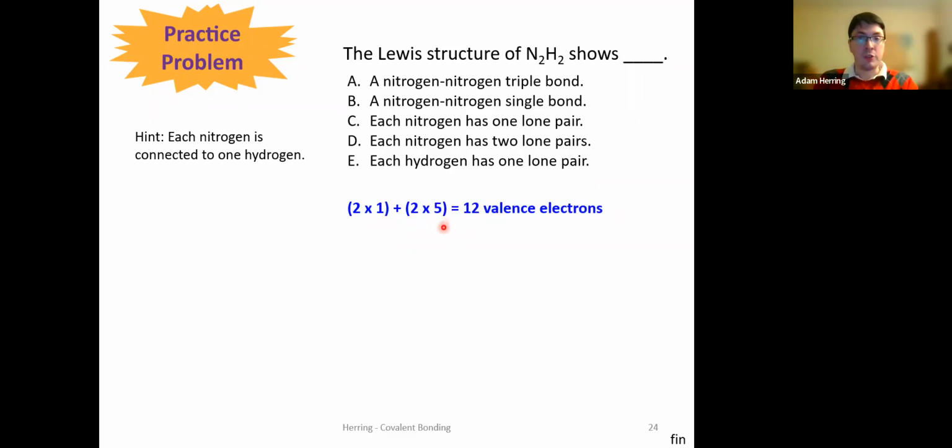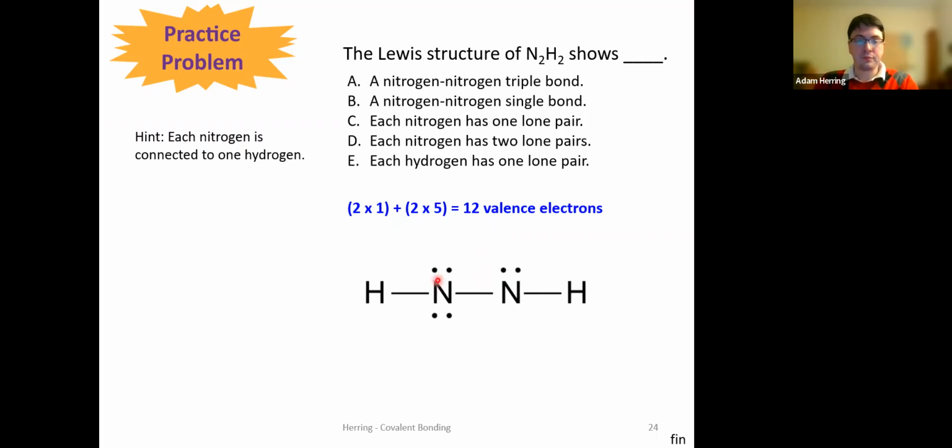Now, when it comes to drawing the bonds and the basic structure, we've given you a hint, and that's that each nitrogen is connected to 1 hydrogen. So it would look something like this. We have nitrogens. Essentially, we have 2 centers, if you will, 1 with each bond to hydrogens. And then we start out with a single bond between the nitrogens. Then we try and distribute the remaining 6 electrons.